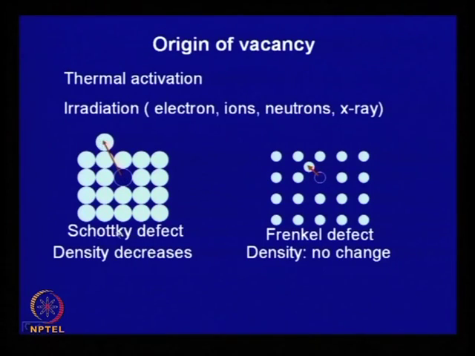This type of defect is known as a Schottky defect, and in this case you can easily see that when this atom comes here, apparently its volume is increasing. That means its density decreases. Therefore, this could be a method of finding out the vacancy concentration in metals. Later we will see how this can be determined.